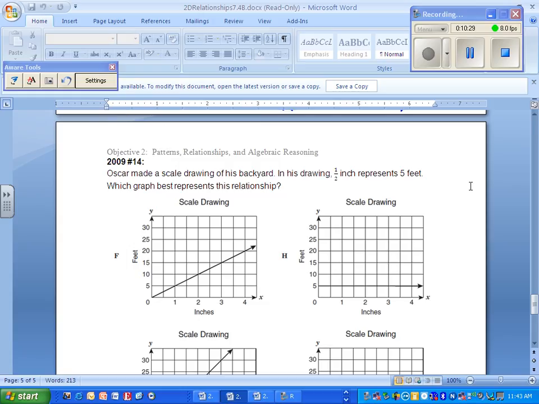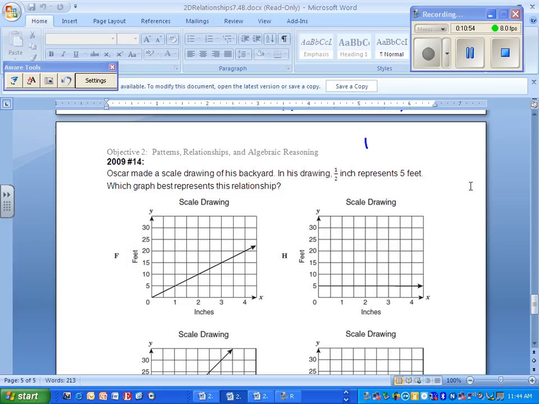2009, number 14. Oscar made a scale drawing of his backyard. A scale drawing is a drawing that's made to scale of the actual backyard, so everything's going to be proportional in the drawing and in the actual backyard. In his drawing, a ½ inch represents 5 feet. So which graph best represents this relationship?